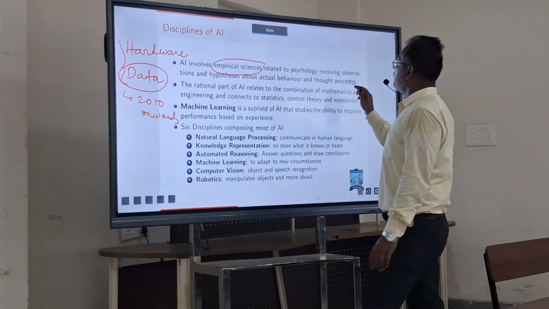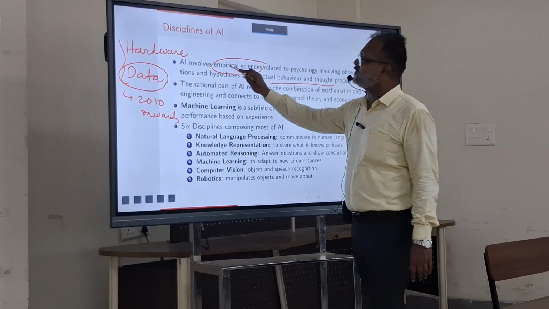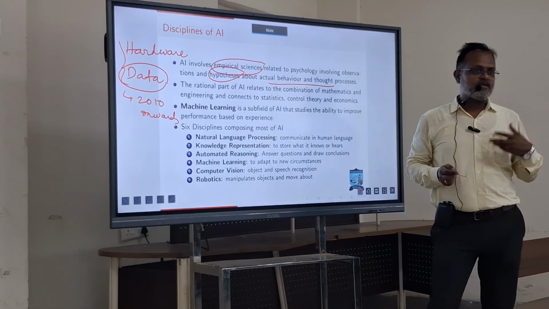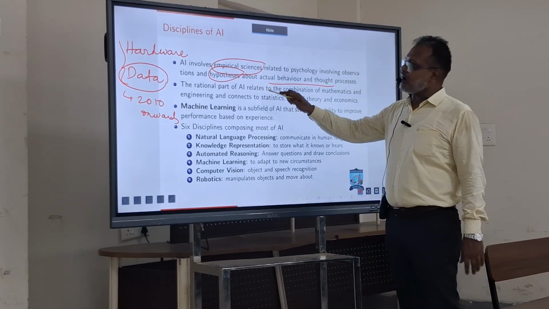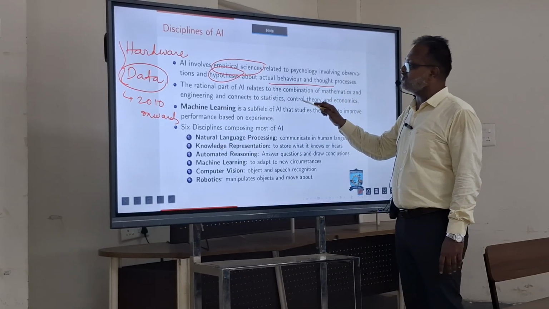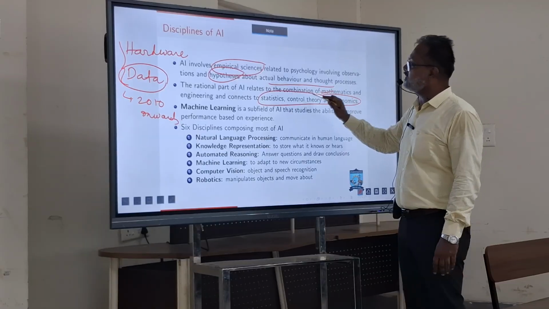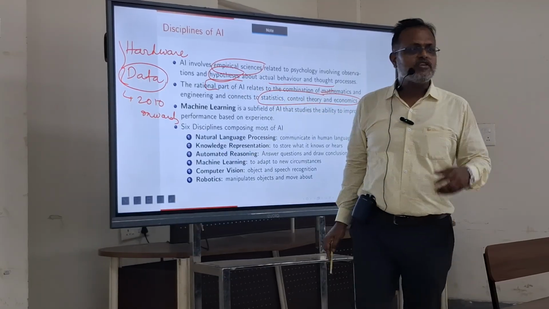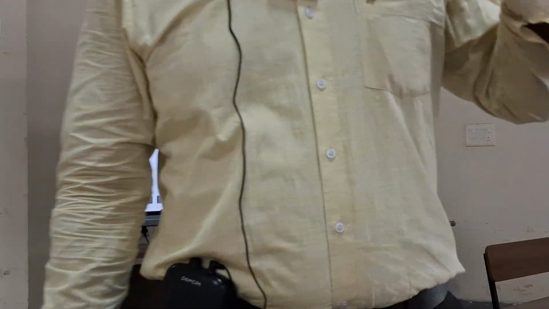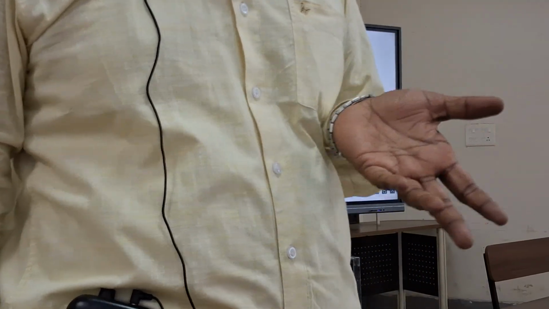Related to psychology, involving observation and hypothesis about actual behavior. What is hypothesis? Guessing. Hypothesis means some conjecture, some guess. The rational part of AI relates to the combination of mathematics and engineering and connects to statistics, control theory and economics. These are the rational part of AI. So just like us, it has two parts. One is related to human behavior. The other one is related to the rational part, the fields that we are studying.